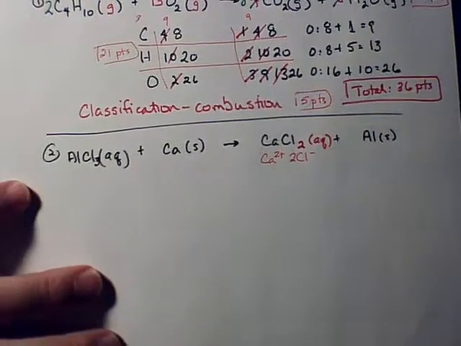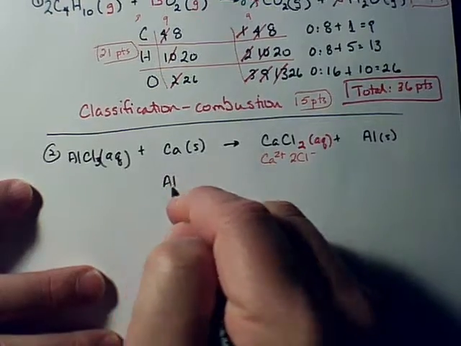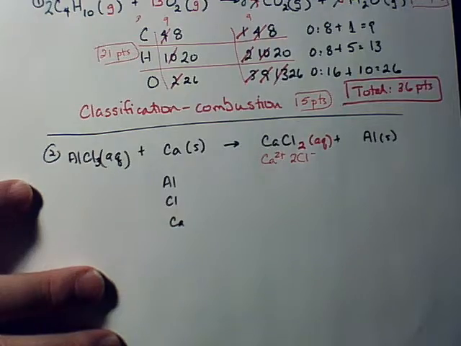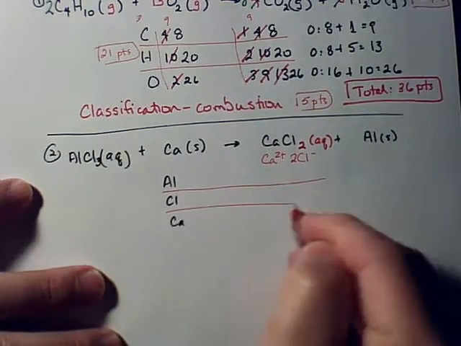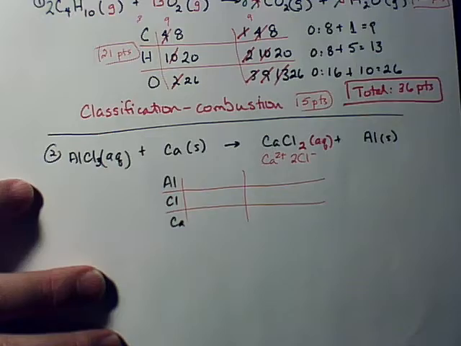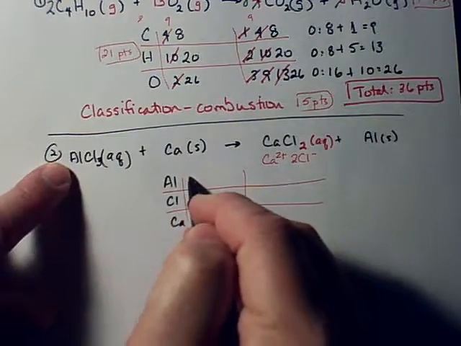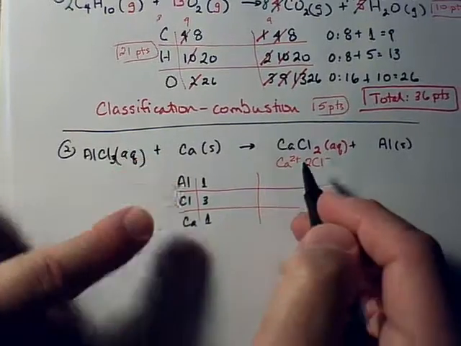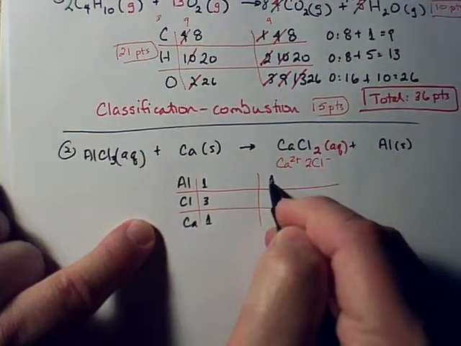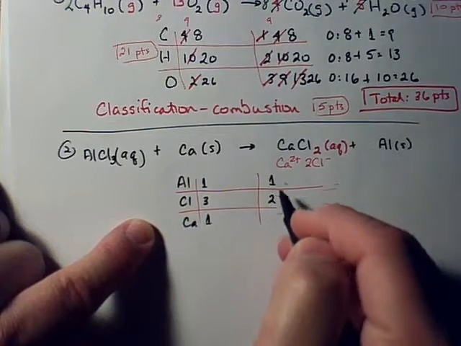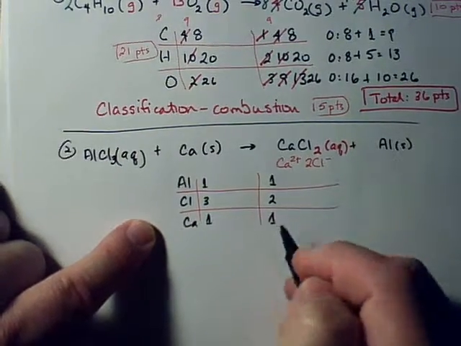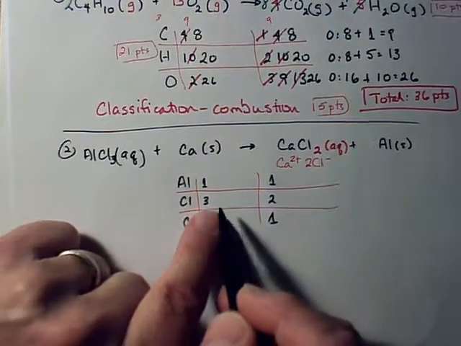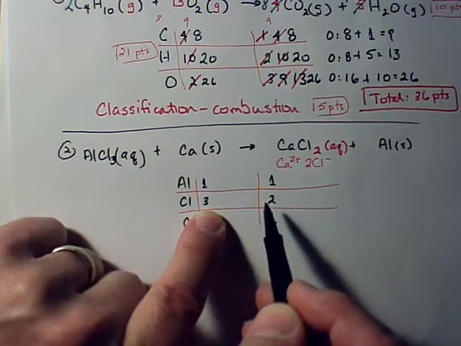Now we're ready to balance the equation. So we're going to list all of our elements: aluminum, chlorine, calcium. We're going to make our grid for the atom inventory. Count up the atoms that we have. Got 1 aluminum, got 3 chlorines, and 1 calcium. Over on the other side, I've got 1 aluminum, I've got 2 chlorines, and 1 calcium. Okay, now, in order to get all the elements the same, I'm going to start with the chlorine. That's the only one that's not balanced right now.